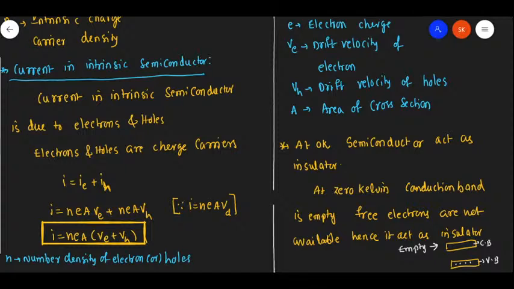At this temperature, electrons are not able to move, because free electron availability is not there at 0 Kelvin. Whether they are going or not does not matter. There is no availability of free electrons. That's why there is no current. Even holes are also not there.